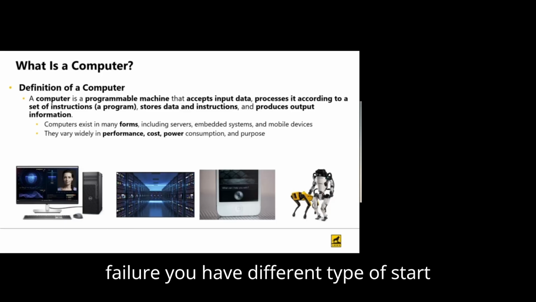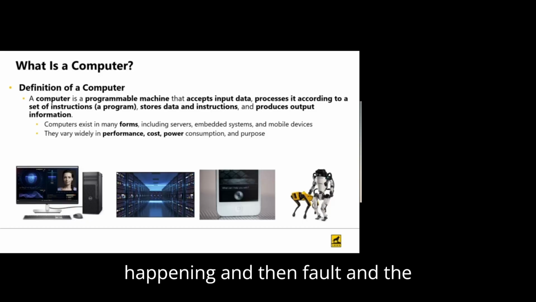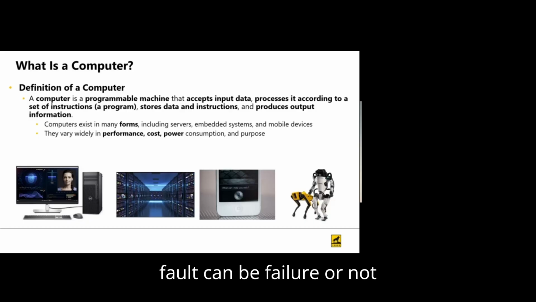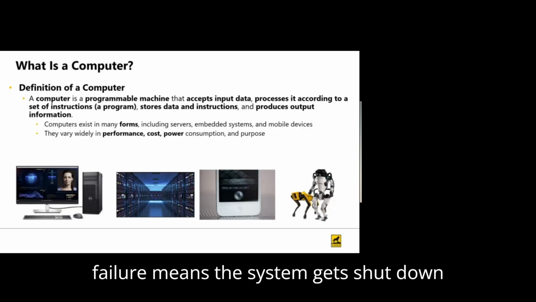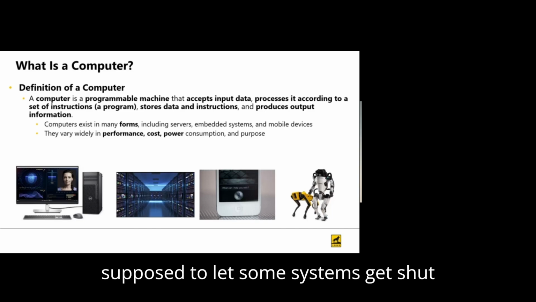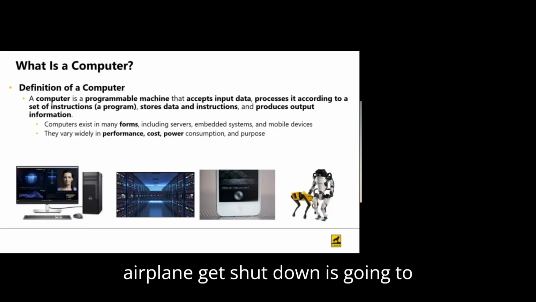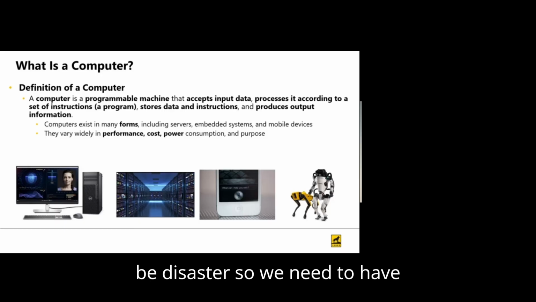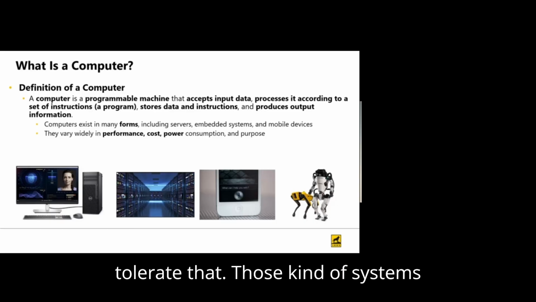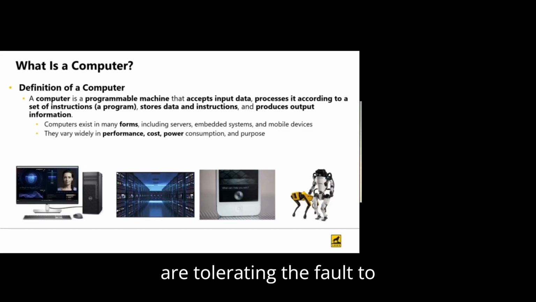We start with error. At first, an error happens, and then a fault. And the fault can become a failure or not. Failure means the system gets shut down. It's not working anymore. We're not supposed to let some systems get shut down. If the system controlling an airplane gets shut down, it's going to be a disaster. So we need multiple methods to tolerate that. Those kinds of systems are called fault tolerant because they are tolerating the fault to not make failure.